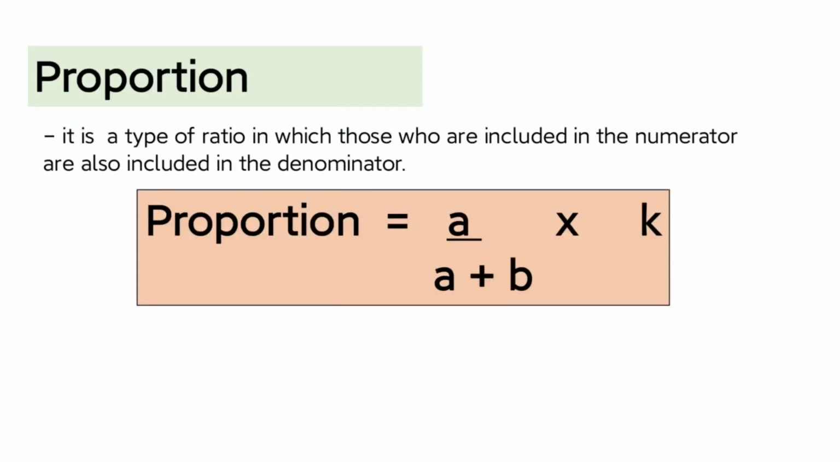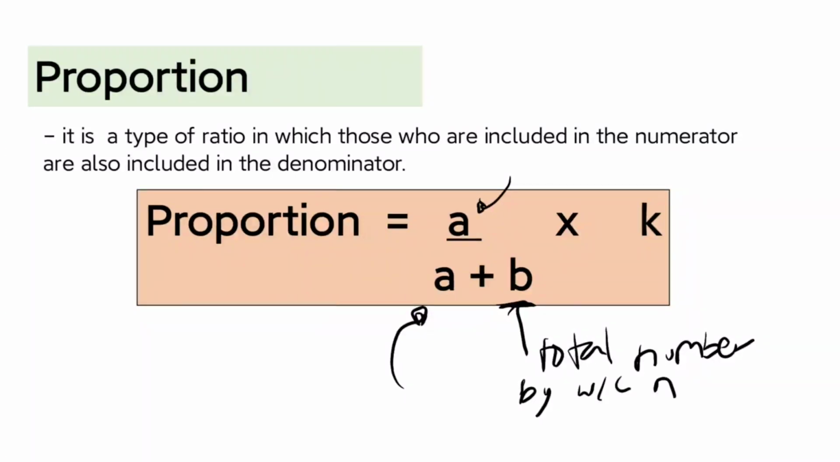Okay? Next. The next one is proportion. So, in this case naman, it is a type of ratio in which those who are included in the numerator are also included in the denominator. So, basically, kanina, there is a different group for A and B, right? So, in this one naman, yung ginamit mo sa numerator, it will also be included or added doon sa denominator. Plus, yung total number, so B would be your total number by which the numerator is a subset.